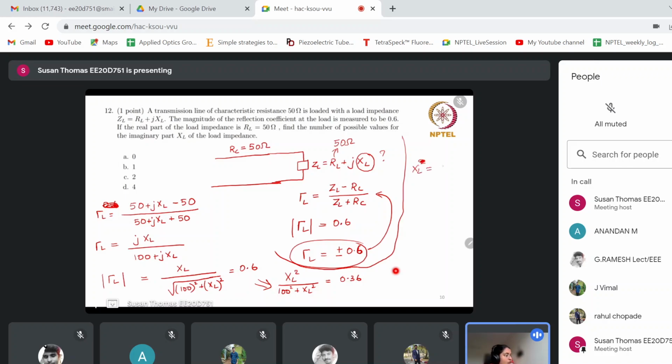So the value of XL could be plus or minus 75. That is, there are two possible values for XL, or the imaginary part of the load impedance. So basically, the load could be RL plus or minus jXL, that is 50 plus or minus j75. In both conditions, when the load is 50 plus j75 and 50 minus j75, you have the magnitude of the reflection coefficient to be 0.6, or in other words we can say the reflection is 60%.